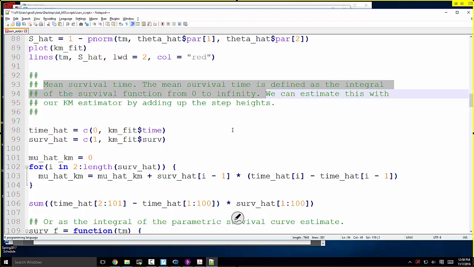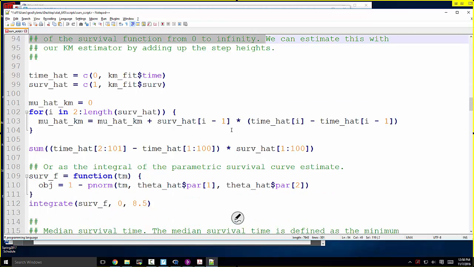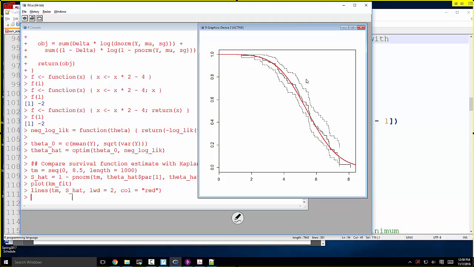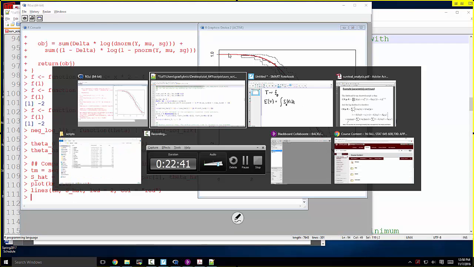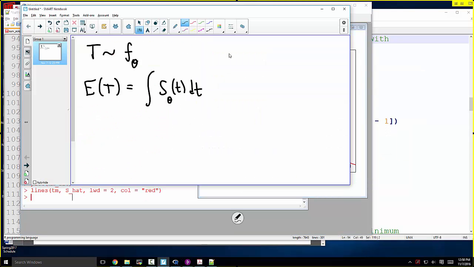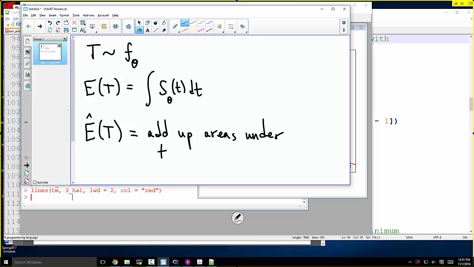One way we could estimate that is by going to our Kaplan-Meier curve, and an integral is an area under the curve. With a step function, that's really easy to approximate. If I want to estimate the mean survival time, I can add up the areas under the Kaplan-Meier curve.